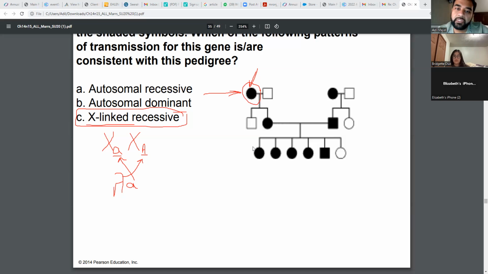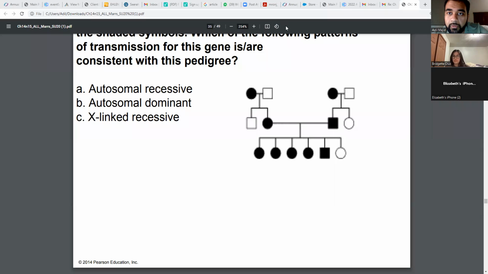Okay. So if they're shaded in, what does that mean? Are they showing it or are they not showing it? They are showing it. So this person is showing it. Is this person showing it? No. Okay, so this person is showing it, right? Is this person showing it? No. Good. They're not showing red hair.